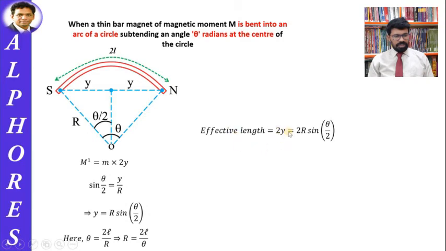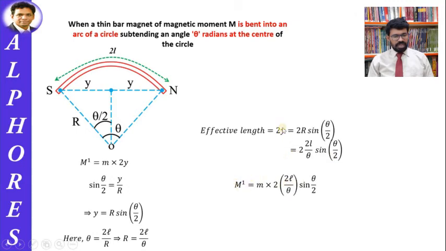So effective length is equal to 2y, which is equal to 2 into y, which is what? R sine theta by 2. So 2r sine theta by 2. And if r is replaced with 2l by theta, because r is 2l by theta, you will have 2 into 2l by theta into sine theta by 2.